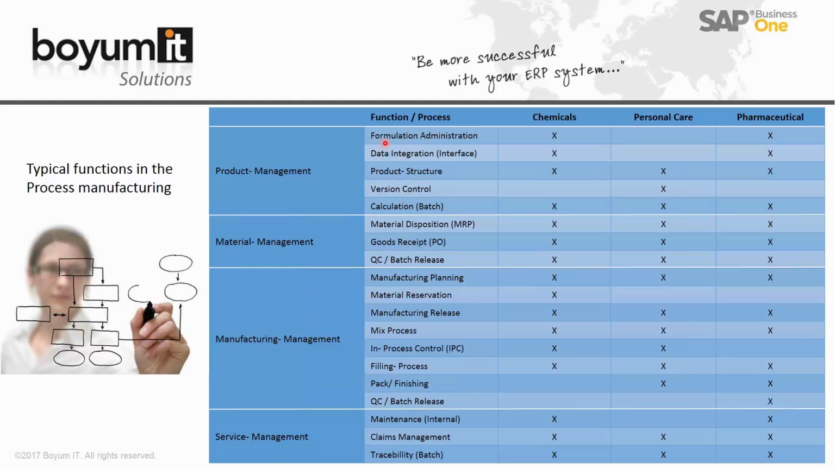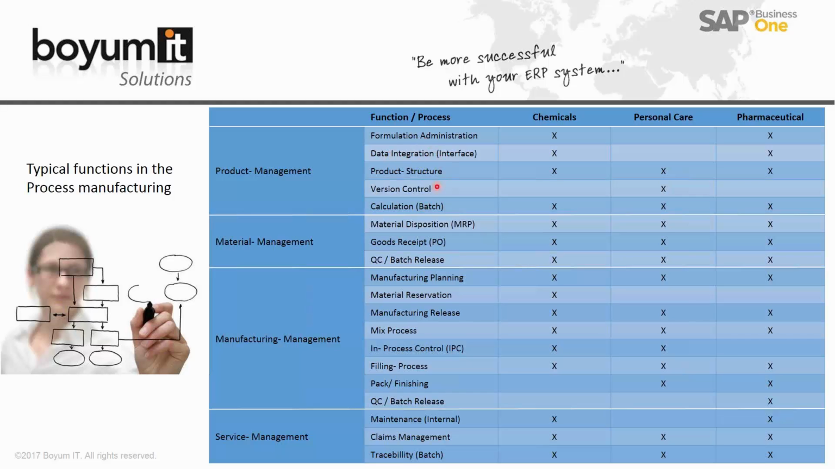For example, the formulation administration we have normally at chemicals, but maybe not at personal care, because personal care doesn't have special recipes. They maybe only purchase some ingredients and do some mixing. And in pharmaceutical, we have it. So the idea is to check together, maybe also with the customer or based on requirements, which functions we have, which functions are necessary. Of course, here on a rough level.